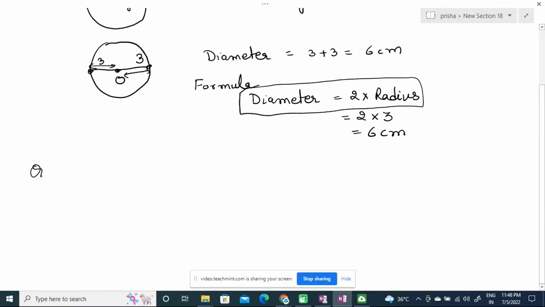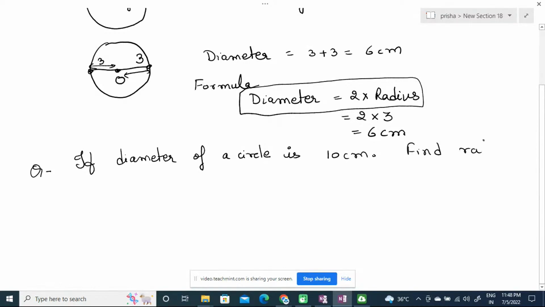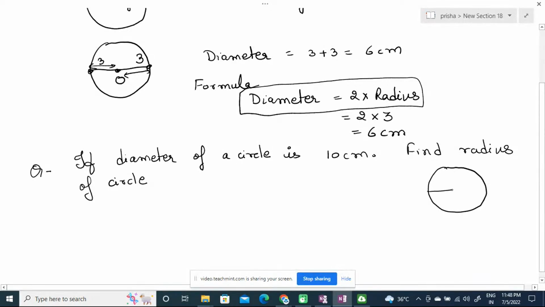For example, we have another question. If the diameter of a circle is 10 centimeter, find the radius of the circle. Can you tell me how will you solve this? Now, the overall length from here to here is given to you. That means the length of AB is the diameter of the circle.